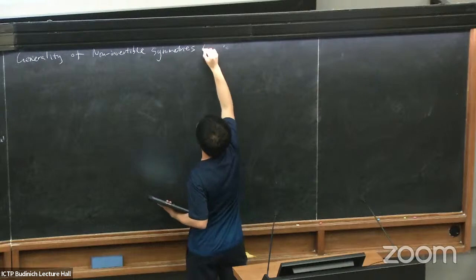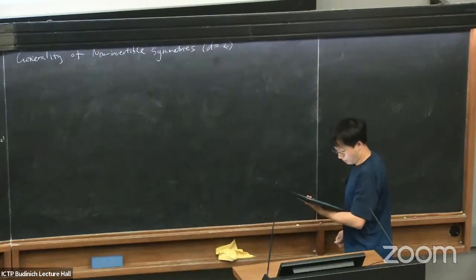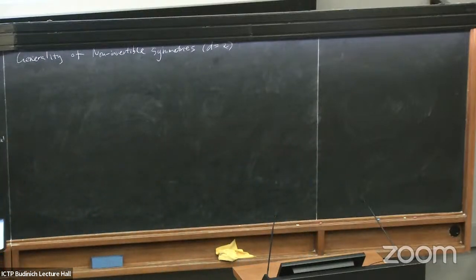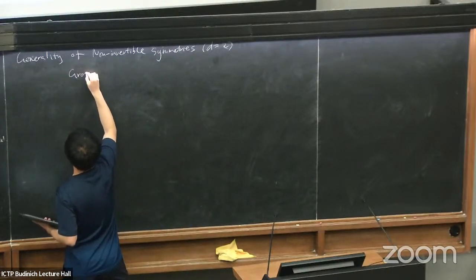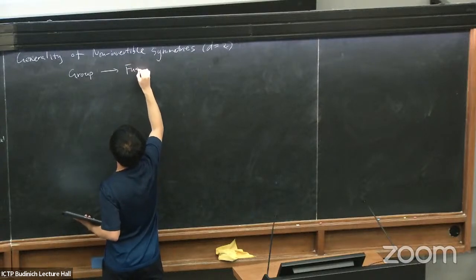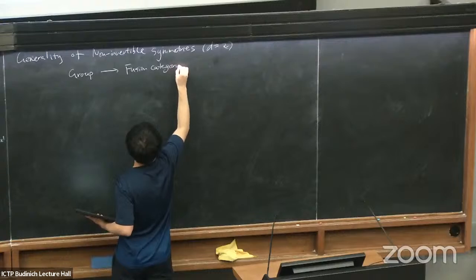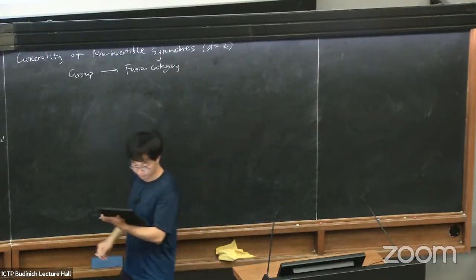Okay, and once again, I'll be focusing on dimension 2. And as I've alluded to before, we'll see the mathematical structure here generalize the groups to what's known as the fusion category. Okay, and we'll unpack the ingredients that go into this definition step by step.